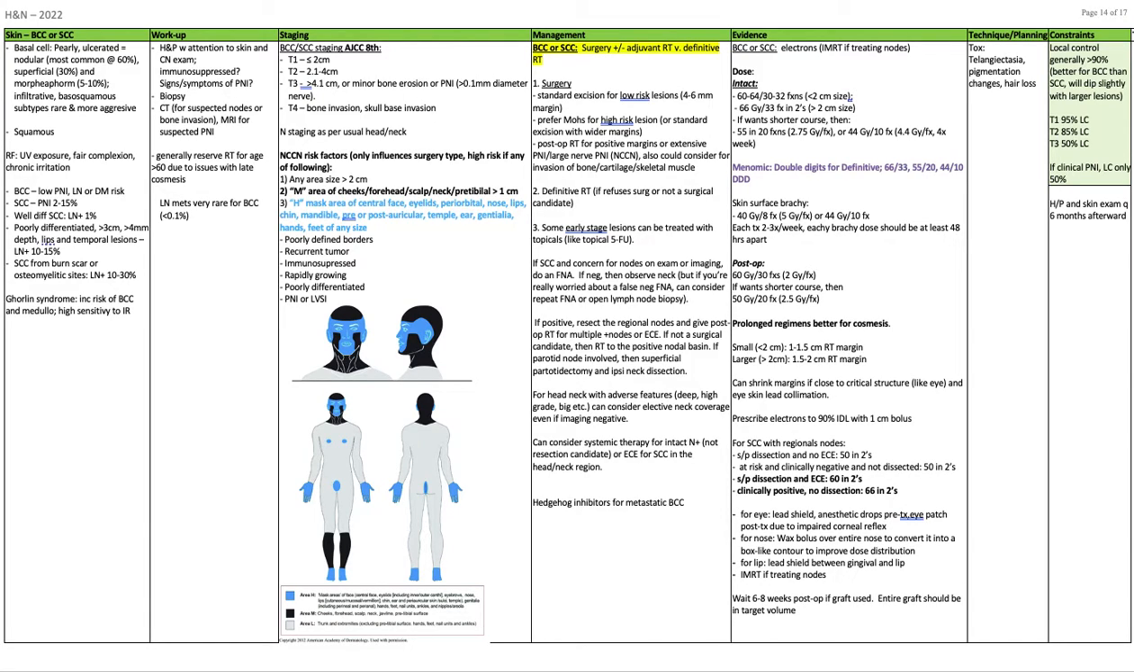Skin, basal cell, or squamous cell. Basal cell are generally pearly and ulcerated. Nodular is the most common at 60%, followed by superficial at 30% and morpheaform 5 to 10%. Infiltrative and basosquamous subtypes are rare and more aggressive.